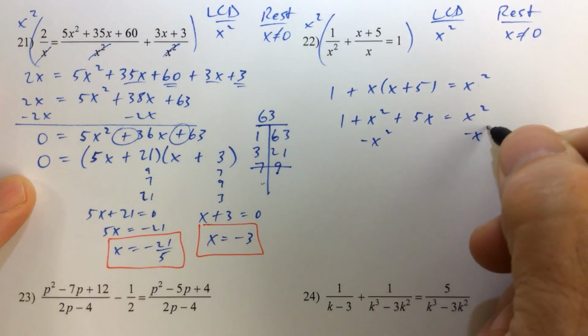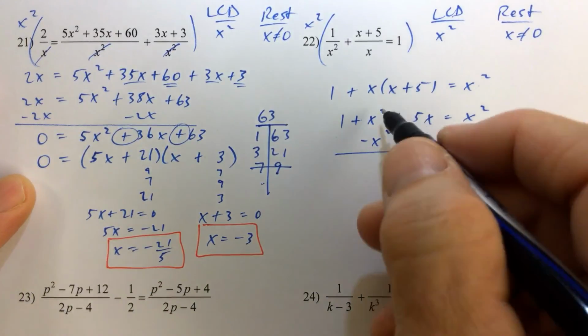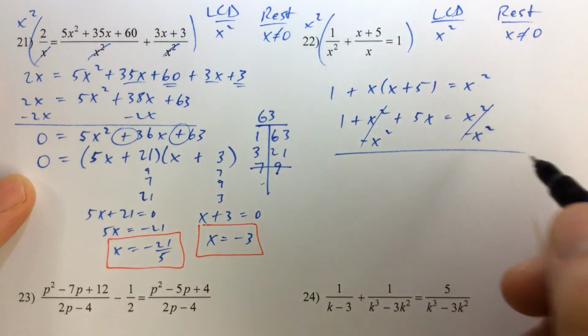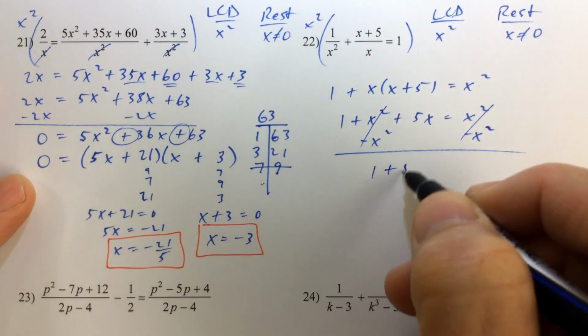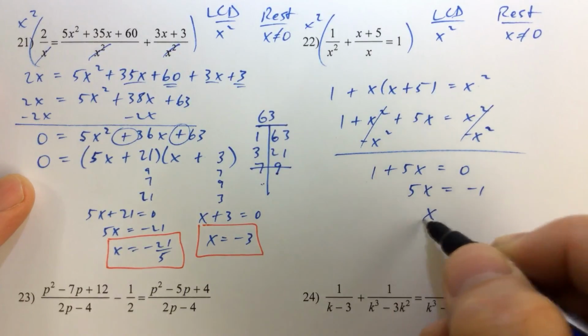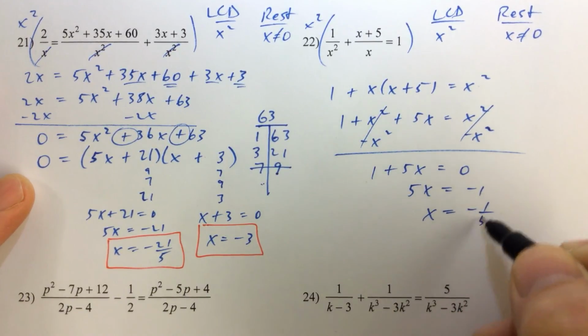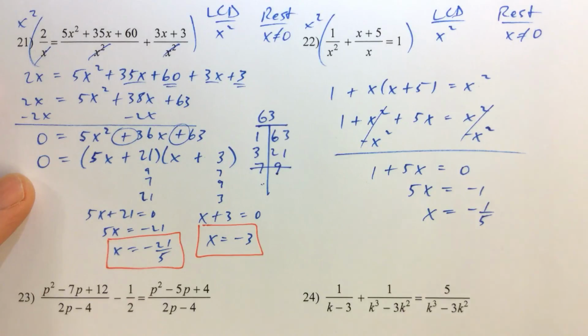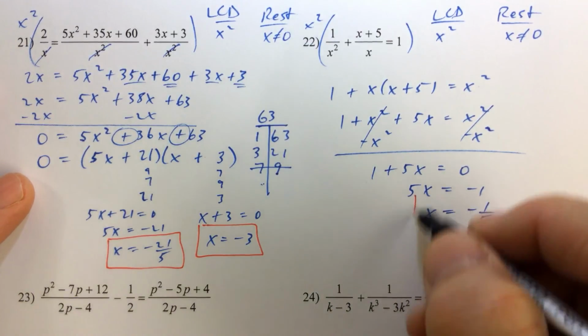Subtracting x squared from both sides, that's kind of a nice little deal there, because these cancel each other out. So we get 1 plus 5x is equal to 0. Subtracting 1 from both sides and dividing both sides by 5 gives us x equals negative 1/5. And is that really the answer? Yep, that's the answer.